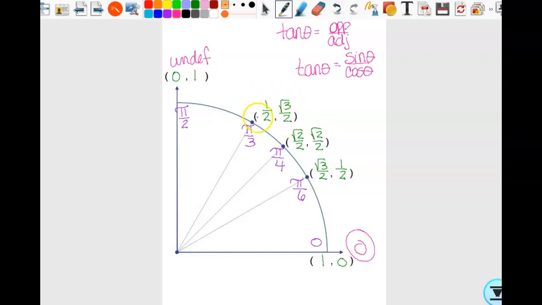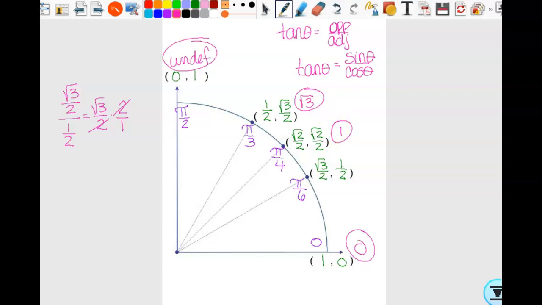That's going to be sine over cosine. And you're not going to have to do this work every time, but I want you to see where it's coming from. Square root of 3 over 2 divided by 1/2. That's what's happening. So that's the square root of 3 over 2 times 2 over 1. That's where we get square root of 3. Then if I put square root of 2 over 2 over the square root of 2 over 2, what am I going to get? 1.